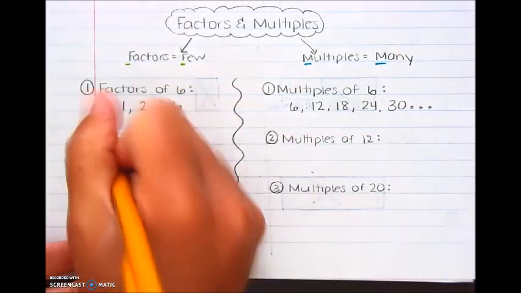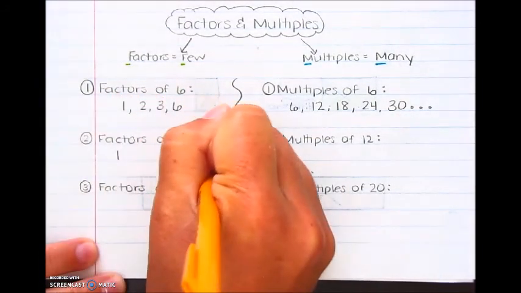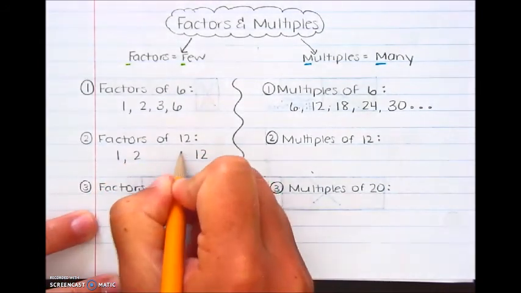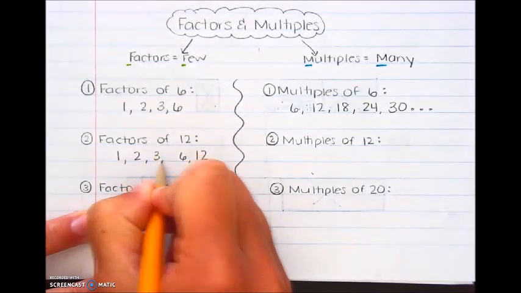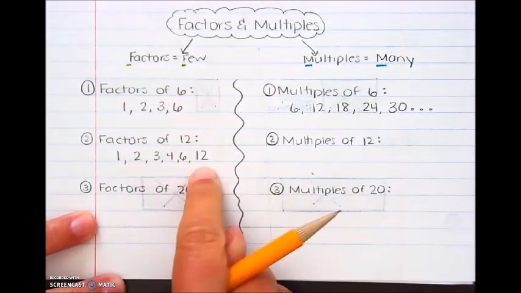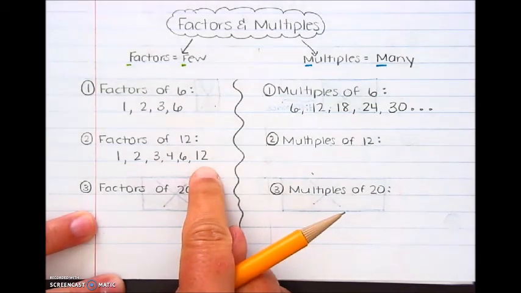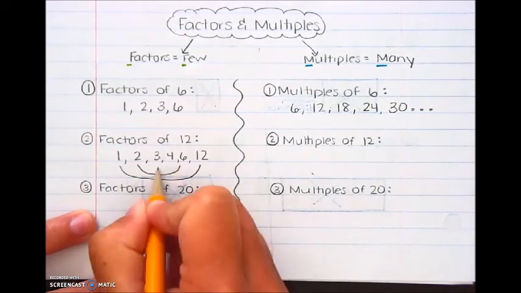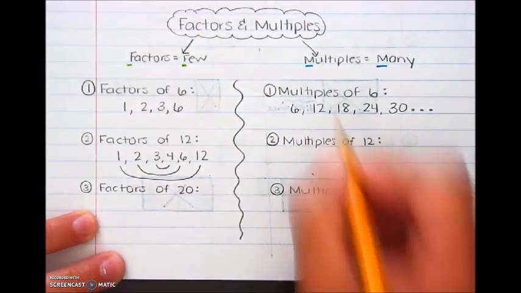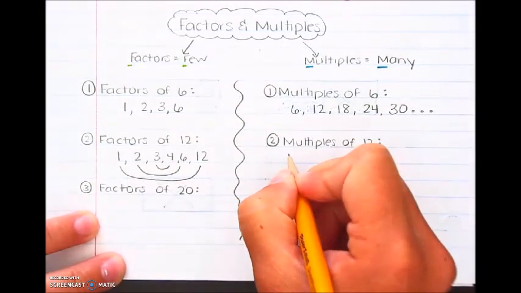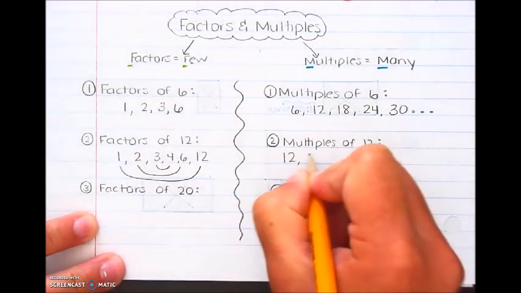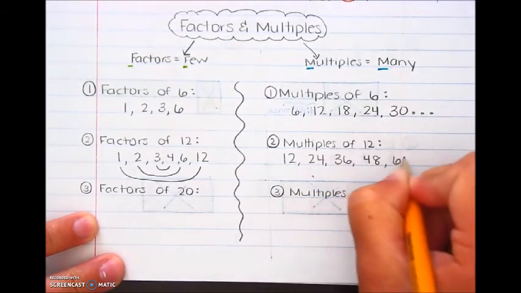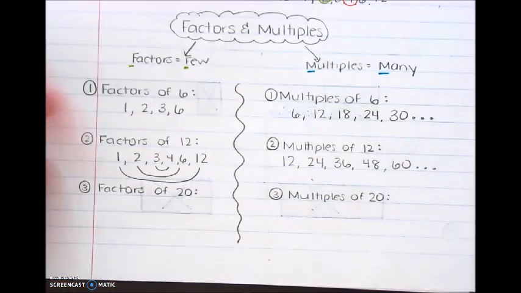The factors of 12 are 1 times 12, and you'll notice I'm kind of making this bridge here, 2 times 6, or 3 times 4. I have a set number of factors because those are the only combinations of digits I can multiply together. 1 times 12, 2 times 6, and 3 times 4. The multiples of 12, again, I'm just going to start with the first 5, are 12, 24, 36, 48, 60. These go on and on and on.